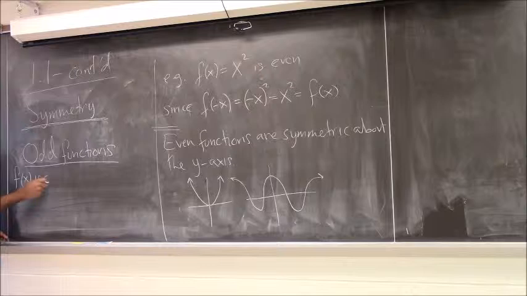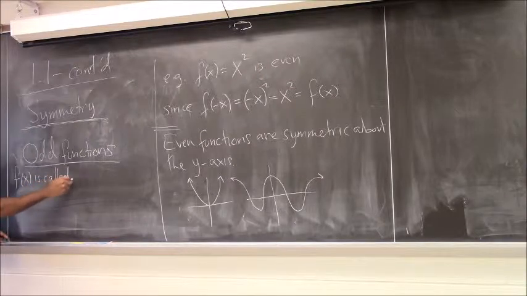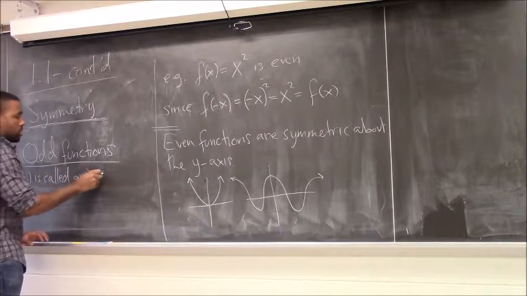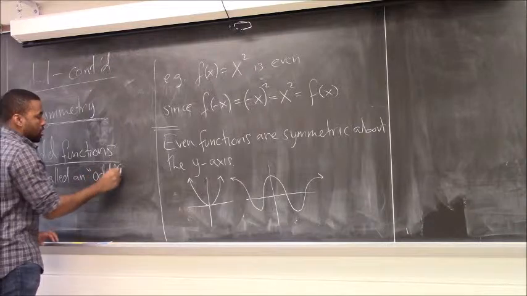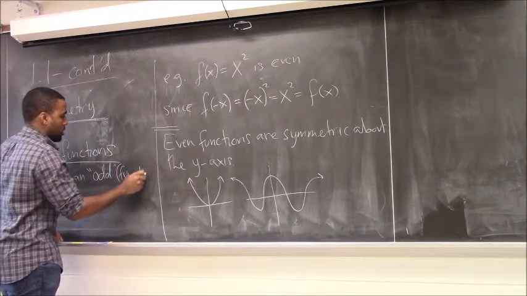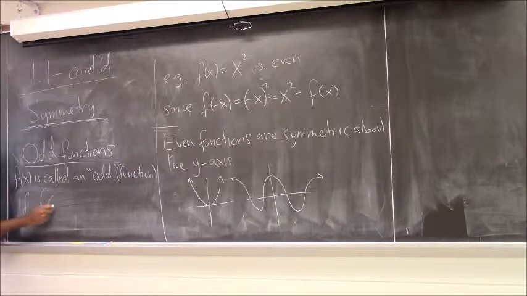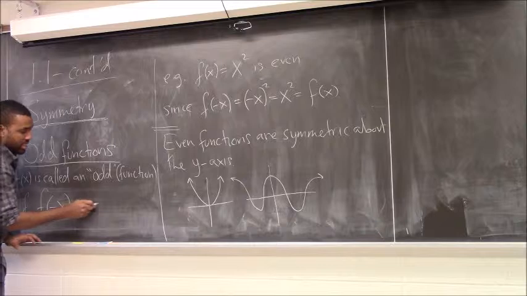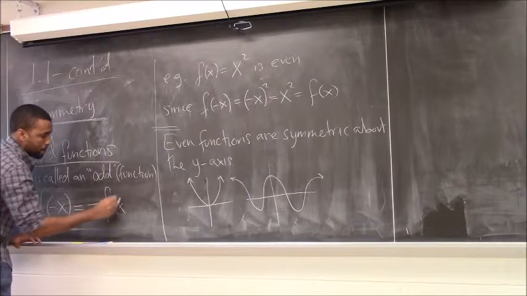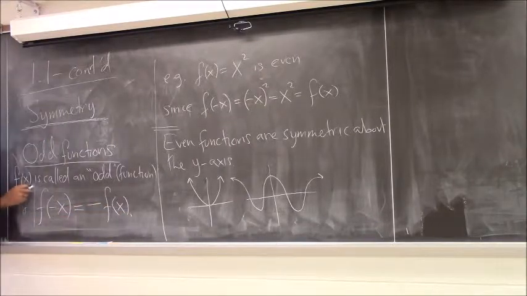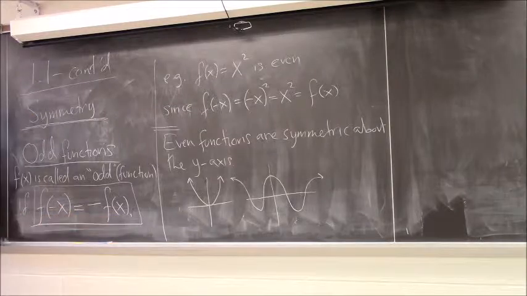Similarly, there's something called odd functions. F of x is called an odd function, not if it's strange, but rather if when you replace all x's in the function with minus x, you actually get the negative of the original. So that's the important defining equation.